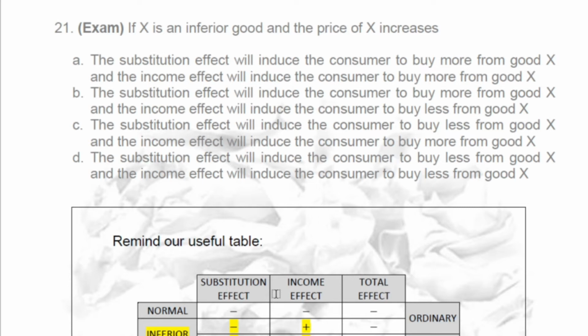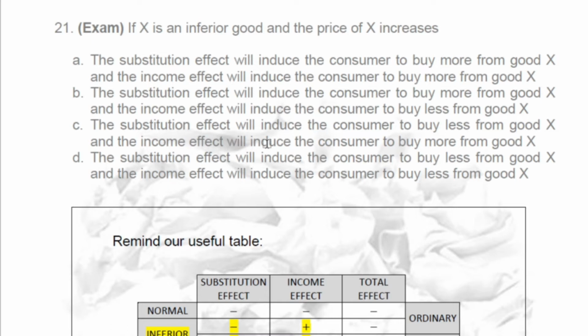No. For an inferior good, the substitution effect, as in all goods except the perfect complement, is negative. So when the price of X increases, the consumer will consume less of good X due to the substitution effect. So B is also false.